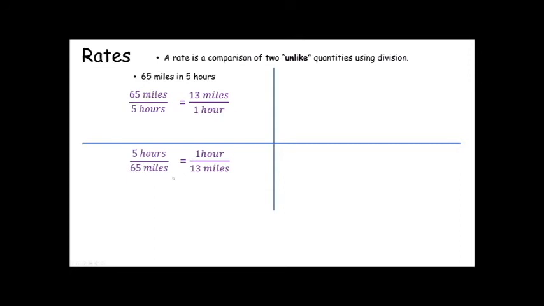I could have the rate 1 hour matches to 13 miles. Again, same information, different positions, depending on how I want to think about the problem. The units must stay, though. How about this one? $16 for 2 pounds of steak. That would be a rate. $16 compared to 2 pounds. Notice the units are not the same. Dollars on top, pounds on bottom.